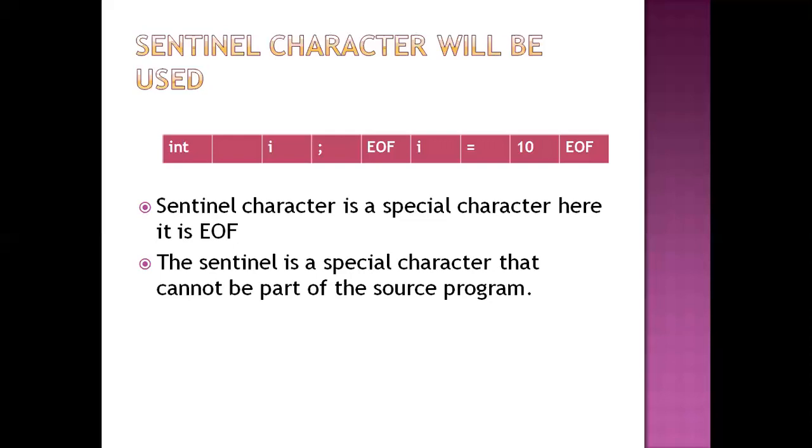So if you want to improve the performance, the entire set of characters will first be moved into the input buffer. From the input buffer it will scan one by one. So instead of reading from the disk, it will read from the input buffer. It will improve the performance. For that it is used.